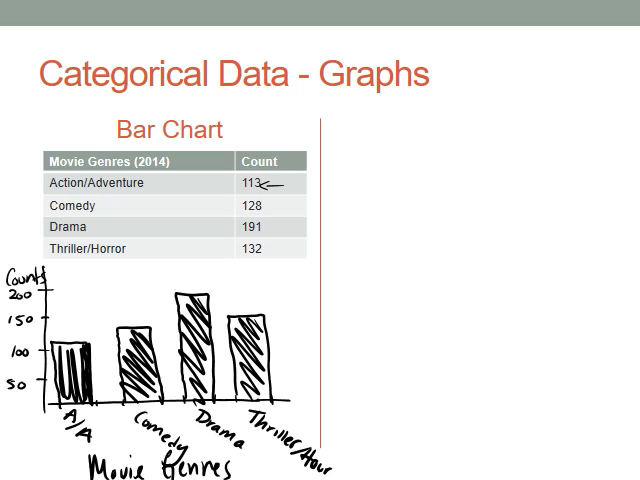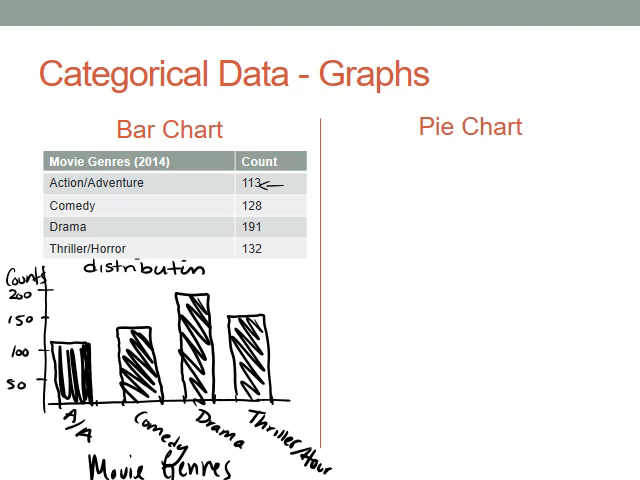So if we ask for the distribution of movie genres over 2014, all we're reporting are the counts. We would say 113 were action adventure, 128 were comedy, 191 were drama, and 132 were thriller or horror. That's what a distribution is. Okay, so we can either discuss the distribution using the numbers, or we can look at the distribution and visualize and see, wow, drama had more movies than any other category.